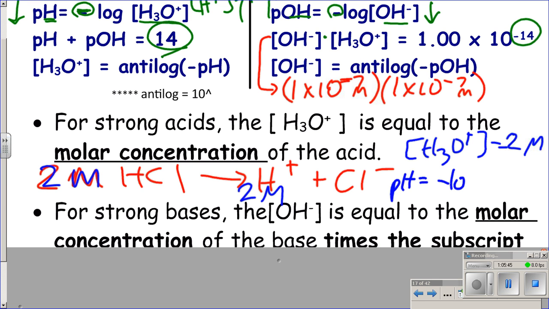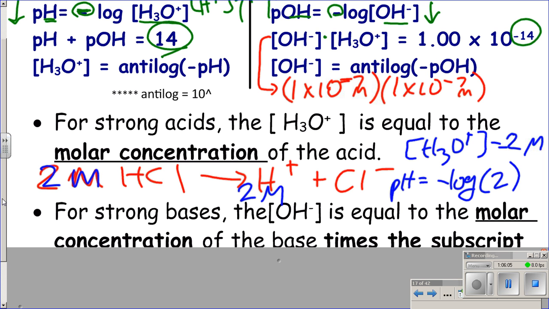So you're putting in your calculator what? Negative log, I hear you. 2. What is it? Negative 0.301 or something like that, right? Are you scared of the negatives? No, don't be scared of negatives. It's a superacid. It's pretty strong for HCl.